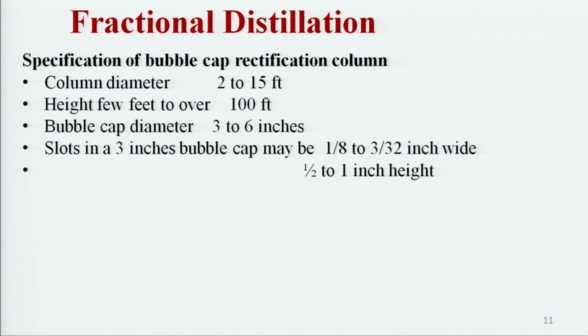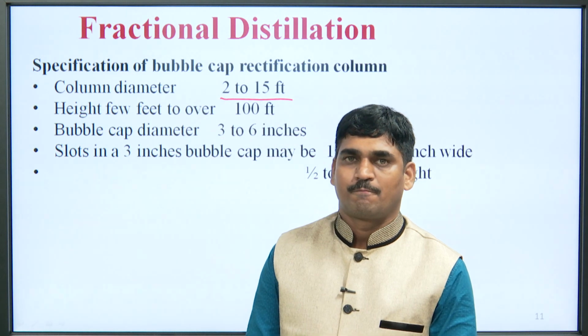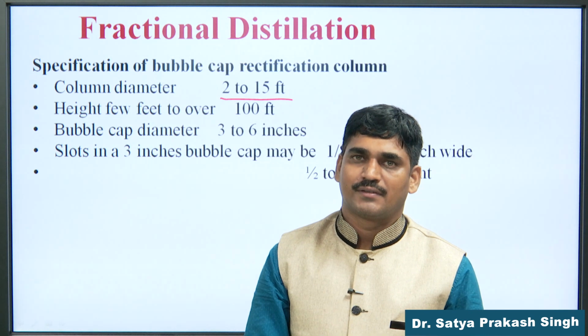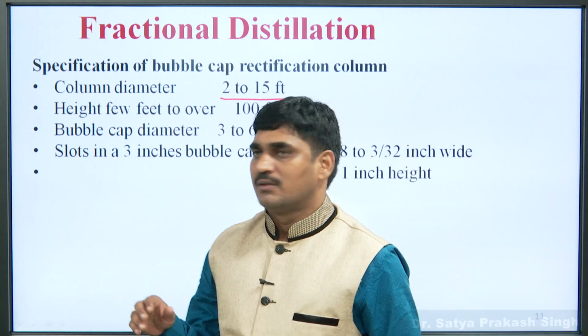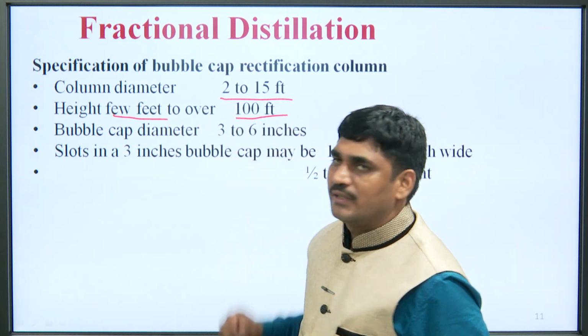Now, the specification of a bubble cap rectification column. As you see on the slide, the diameter of the rectification column is around 2 to 15 feet. The height of this rectification column is a few feet to over 100 feet.